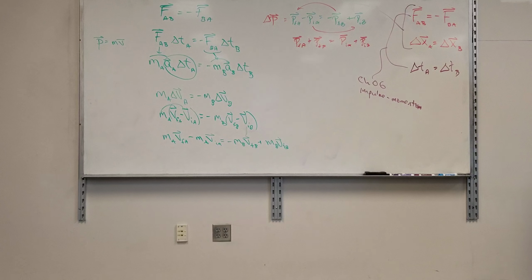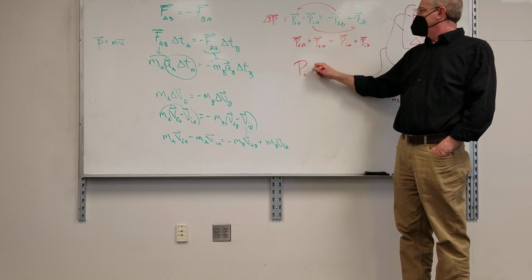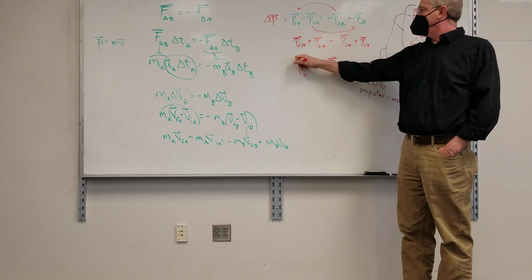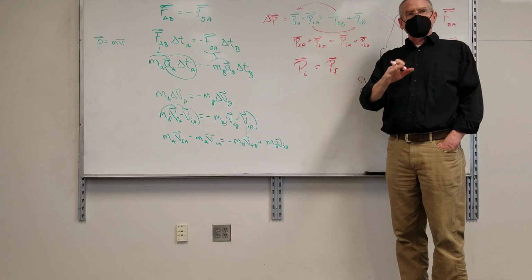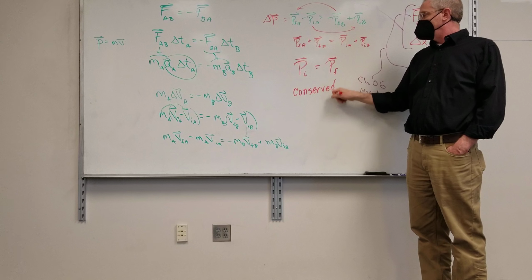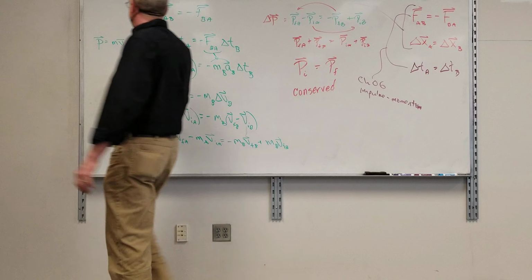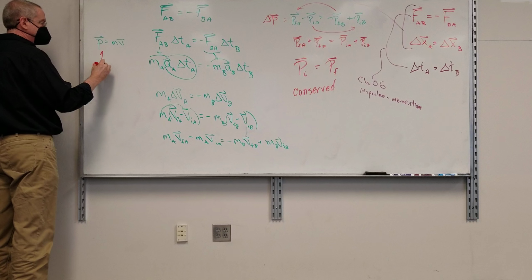Whenever in physics you have a sum of something that's equal at the beginning and equal at the end, this is known as conservation. So P initial is equal to P final. So whatever P is, it is conserved. This P is momentum. Momentum.